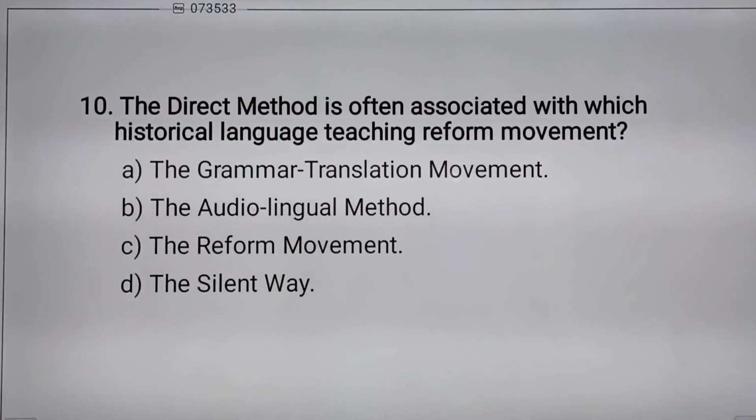Next, the direct method is often associated with which historical language teaching reform movement? A. The grammar translation method. B. The audiolingual method. C. The reform movement. D. The silent way. The right answer is C. The reform movement.